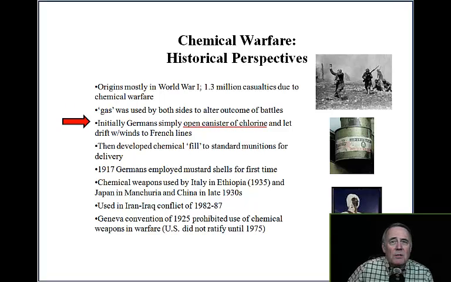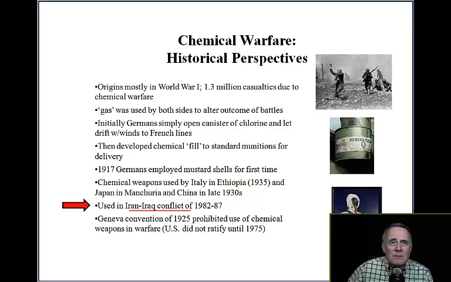Initially, Germans simply opened canisters of chlorine and let it drift with the winds to French lines. Then they developed chemical fill for standard munitions for delivery. In 1917, Germans employed mustard shells for the first time. Chemical weapons were used by Italy in Ethiopia in 1935 and Japan in Manchuria and China in the late 1930s. They were used in the Iran-Iraq conflict of 1982 to 87.